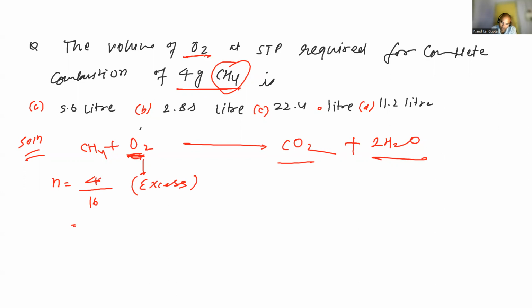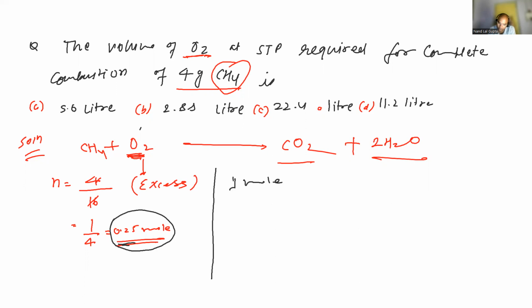Combustion reaction always takes place in excess air. So here it is 1 by 4, which means 0.25 mole. Now here you will find a little bit of difficulty. We got to know that this is the limiting reagent and it is available only 0.25 mole. Now they are saying, here it is 1 to 1, 1 mole CH4 gives 1 mole CO2.